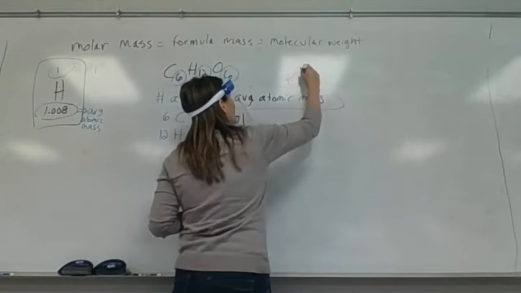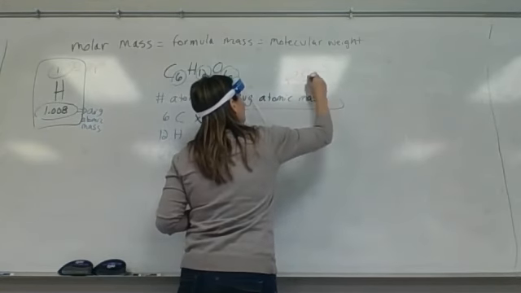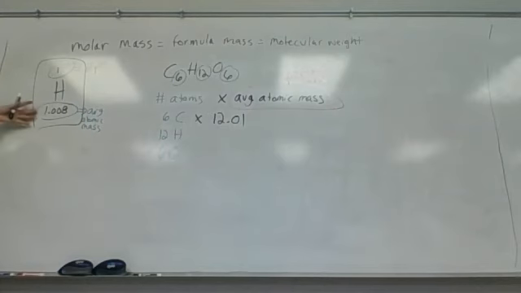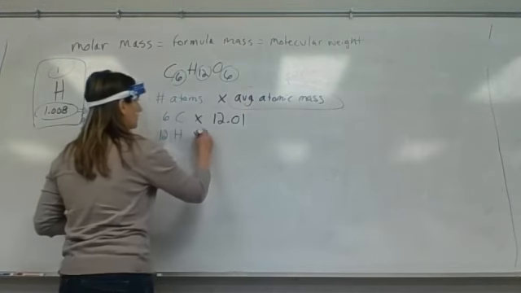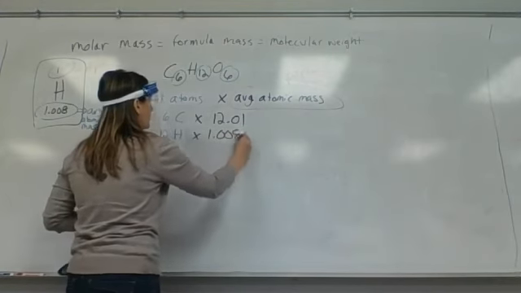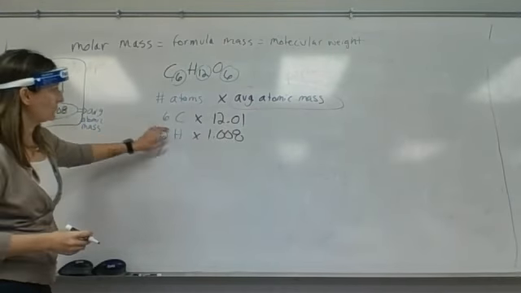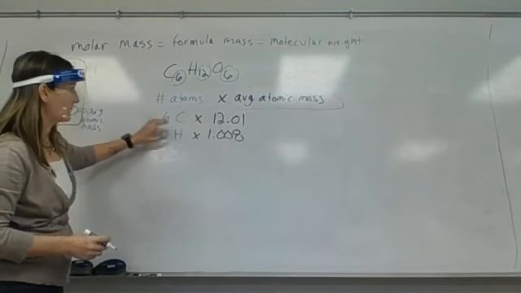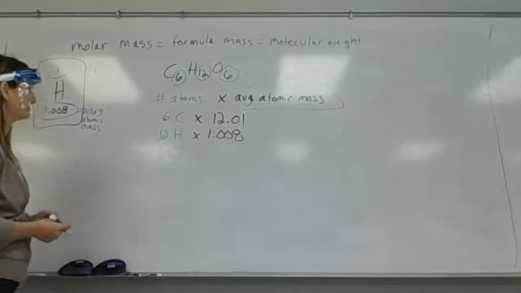Information is from the periodic table. For hydrogen, I already wrote what hydrogen looks like on the periodic table here, so I'm using this average atomic mass, 1.008. We're saying each of those hydrogen atoms has a mass of 1.008, but I have 12 of them, so I have to multiply it by 12.